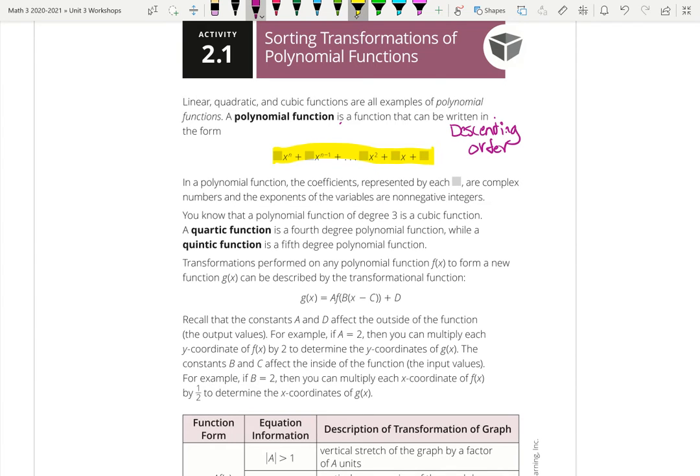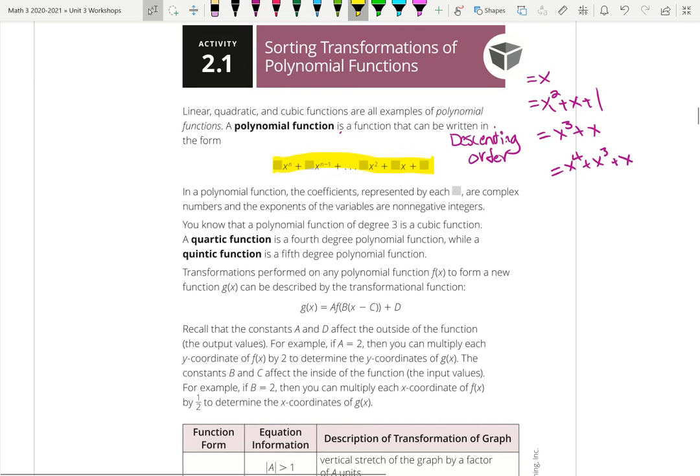So for something that's linear, it would be just x. I can have x squared plus x plus 1. I can have x to the third plus x. I can have x to the fourth plus x to the third plus x. It's all in descending order. Basically, I say, hey, if x is a number, let's say the number 5, then it would be x to the fourth, then it would be x to the third, and so on and so forth.